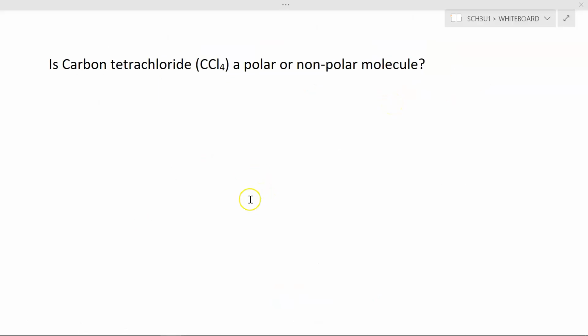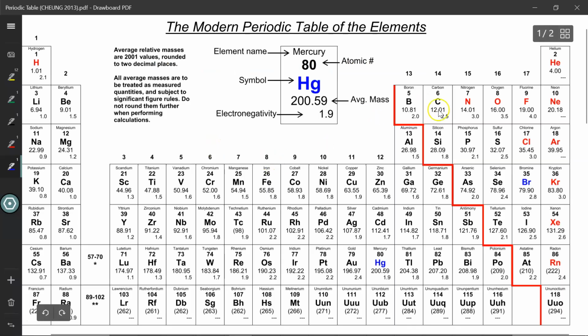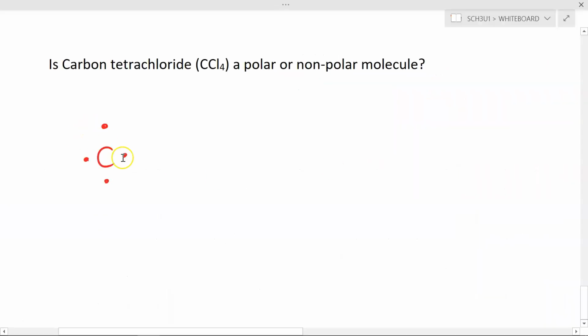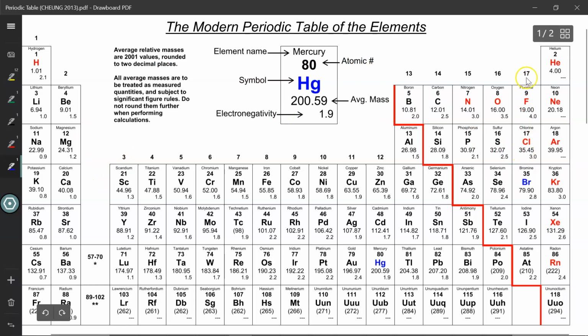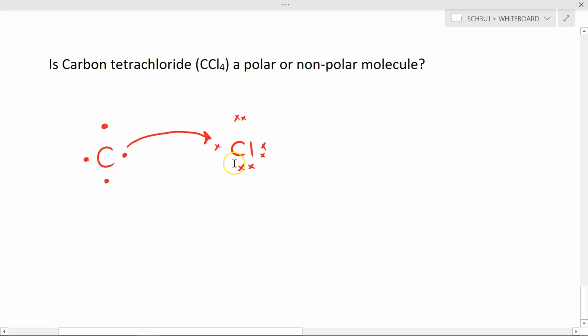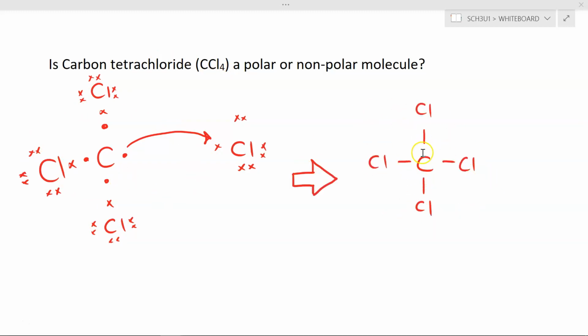So let's try out a question together. Is carbon tetrachloride, CCl4, a polar or nonpolar molecule? The first step is to draw out the molecule itself. Carbon is in group 14 or 4A, so it's got 4 valence electrons: 1, 2, 3, 4. While chlorine is in group 17 or 7A, so it has 7 valence electrons. So it looks like carbon and chlorine will share 1 pair of electrons here. And since there are 4 chlorines altogether, I'll just draw them in a similar fashion as well. Now this is kind of messy, so I'm going to clean it up, and I'll get something like this. Typically we only need to show the lone pair electrons for the central atom.